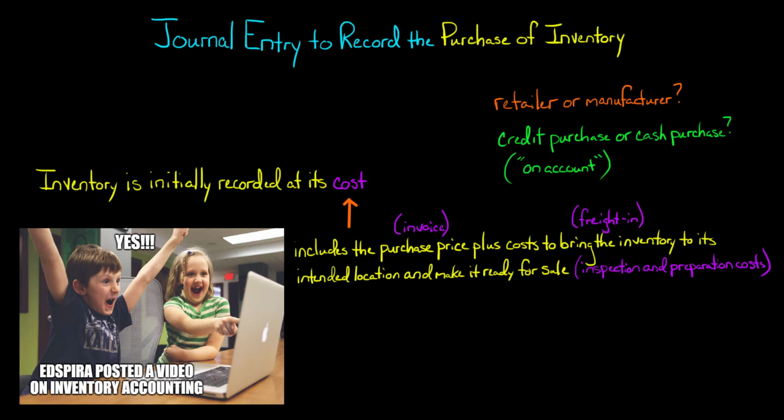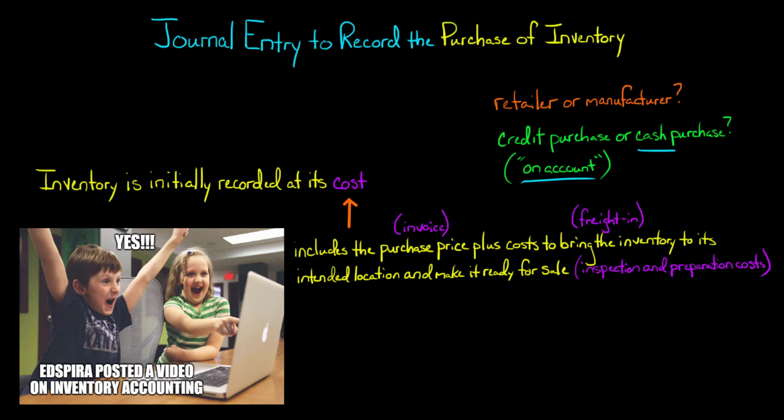In this video, I'm going to show you the journal entry to record the purchase of inventory. Now, the journal entry is going to be a little bit different based on whether the company's a retailer or a manufacturer, and also based on whether the company purchased the inventory on account, which means it was a credit purchase, or whether the company paid cash up front for the inventory.